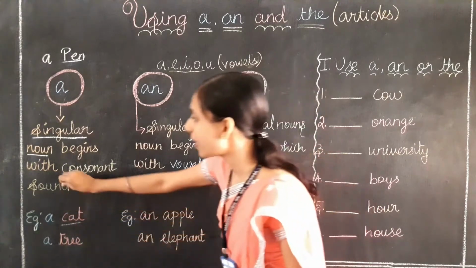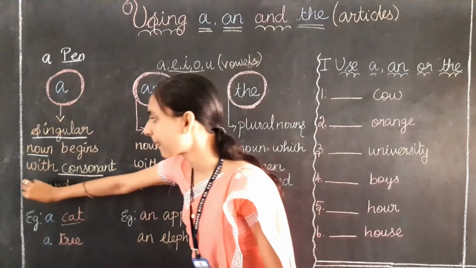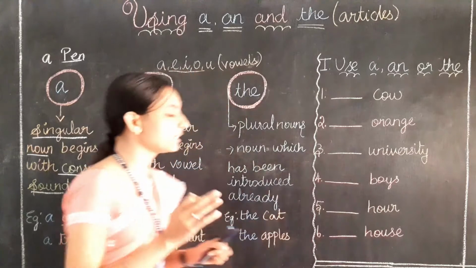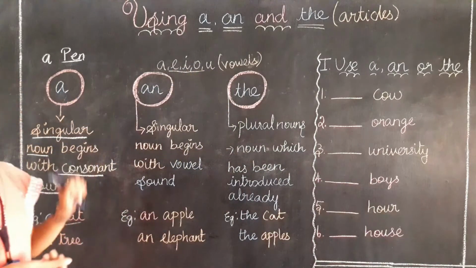Which has a consonant sound. Clear? Okay, let's learn about the second type. That is the second one, article an.